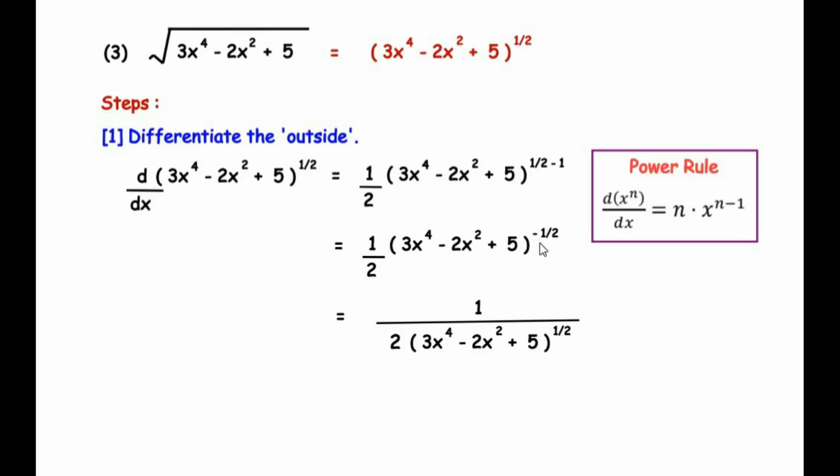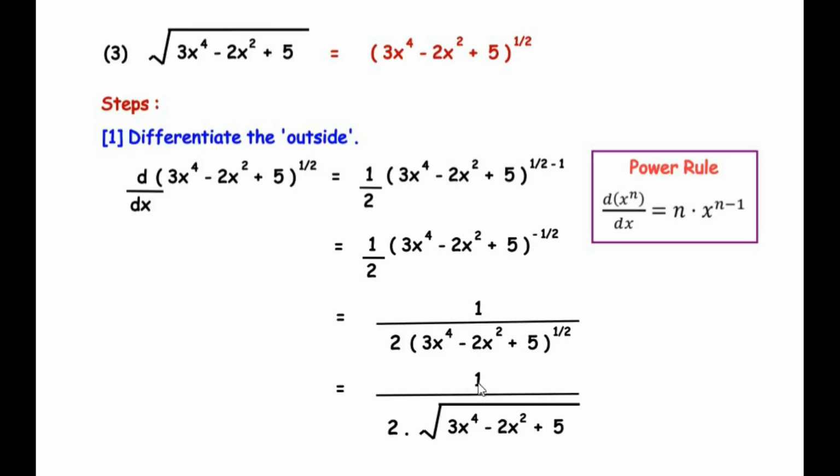Now here, since the power is negative, we are going to write it in the standard format. That is, we are going to get it to the denominator. That is equal to 1 over 2 times, now the given function raised to the power of positive 1 over 2. Now we know that the fractional power is nothing but a square root. So let us write it back in the given format. So here we get the term for step number 1 as 1 over 2 times the square root of 3x to the power of 4 minus 2x squared plus 5.